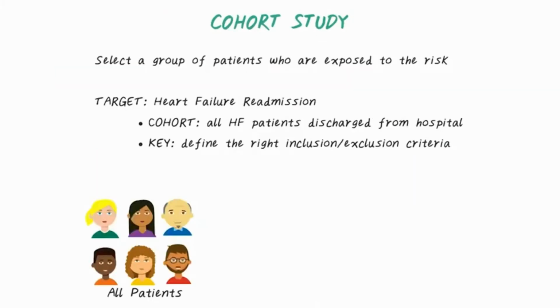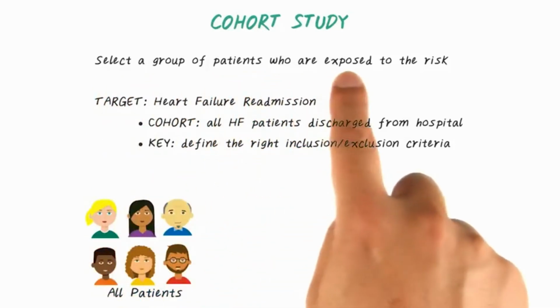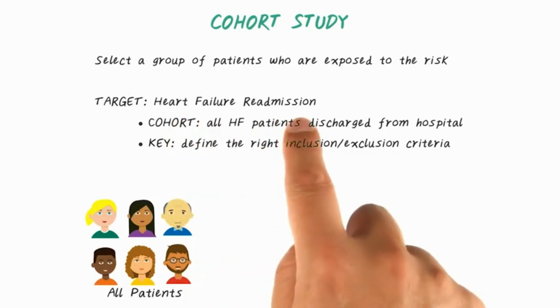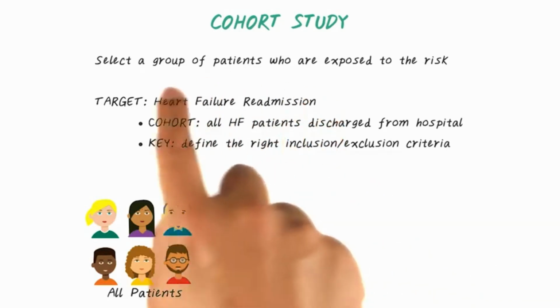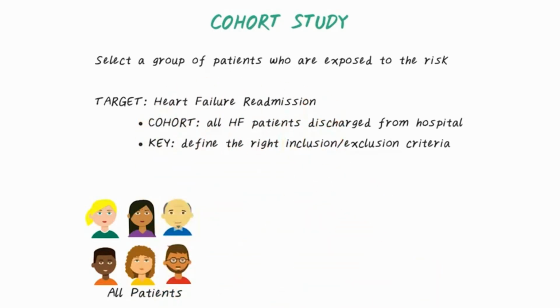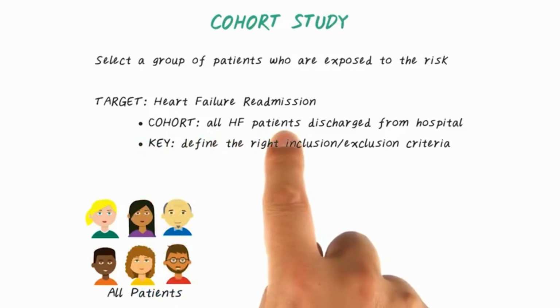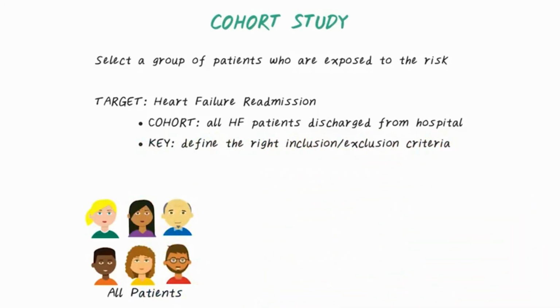Next, let's talk about cohort study. In a cohort study, the goal is to select a group of patients who are exposed to a particular risk. For example, if we want to build a predictive model for predicting heart failure readmission. Here, heart failure readmission means a heart failure patient, after being discharged from the hospital, comes back again to the hospital due to heart failure. In this case, the cohort should contain all the heart failure patients who were discharged from the hospital, because they can potentially be readmitted after discharge.